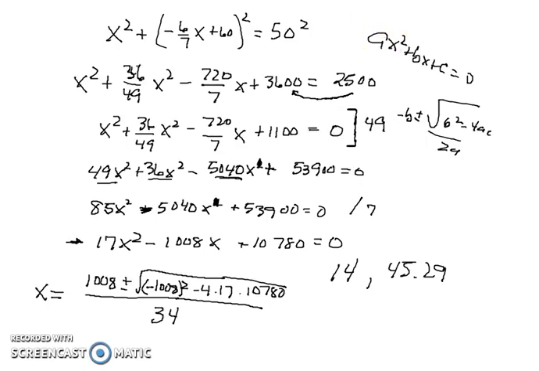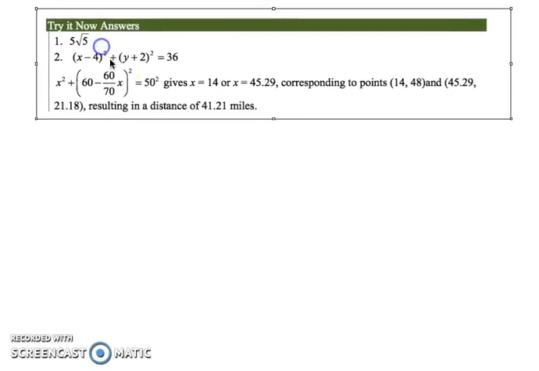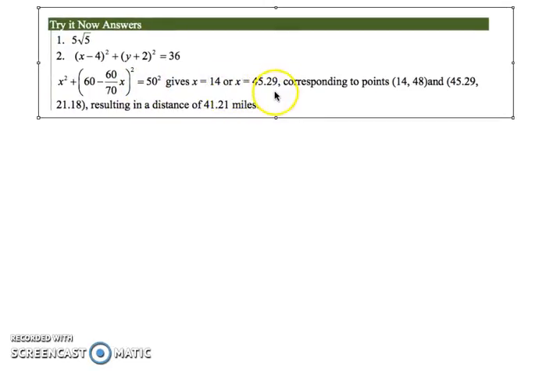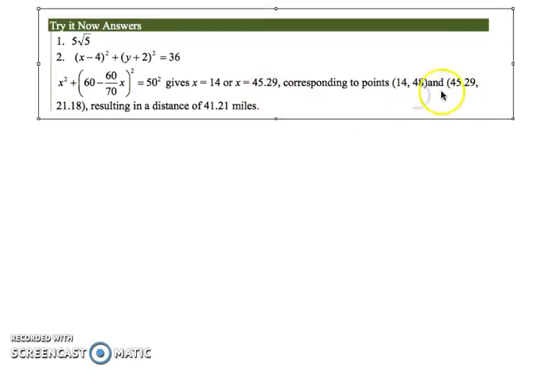All right, if you look over here, here are some of the answers. This is one of these questions where the answer doesn't give you the whole story, and I gave you the rest of the story there. But here is the formula, part of the setup, and then here are the two x values, which we got right here, 14 and 45. And then here are the two ordered pairs that we got in our problem, and then the resulting distance, 41.21 miles. So that does jive with what we were talking about.